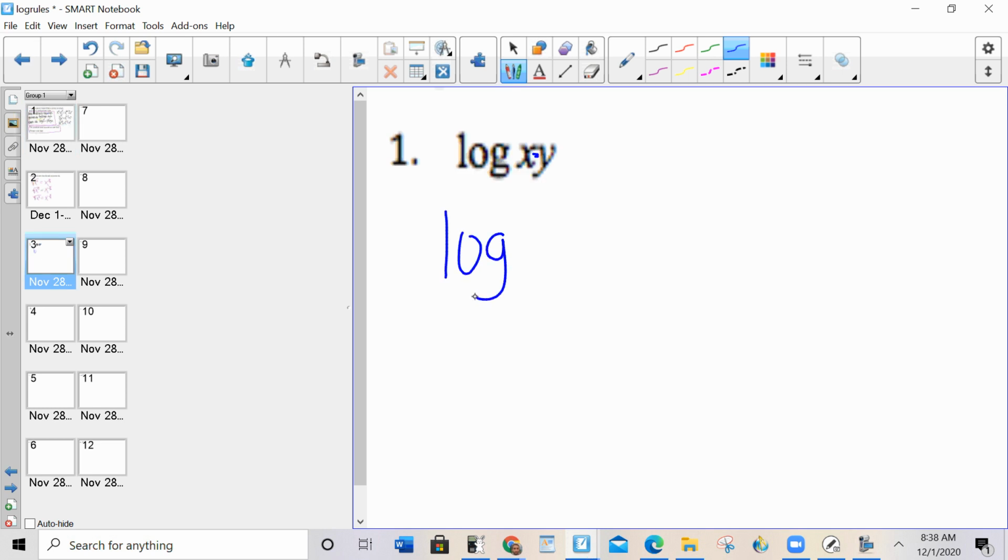So it becomes log x, multiplication becomes addition, log y. Now when I break it apart, log goes in front of everything. So when I'm writing the multiple logs, make sure you write log in front of each term. And that's it.